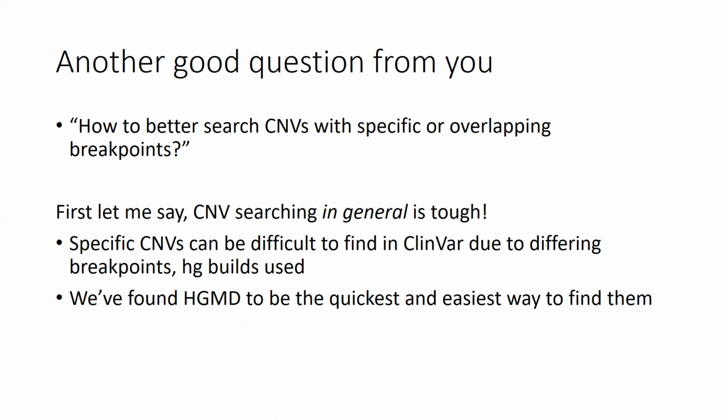Another good question that somebody sent in ahead of time is how to better search CNVs with specific or overlapping breakpoints. I will just say in general, CNV searching is not easy. It is not as straightforward as searching for sequence variants. They can be difficult to find in ClinVar due to differing breakpoints, sometimes the builds that are used, and just having to understand the position of the breakpoints for your CNV of interest. Internally, for my daily life, we have found HGMD to be the quickest and easiest way to find CNVs that match up with the event you are interested in.